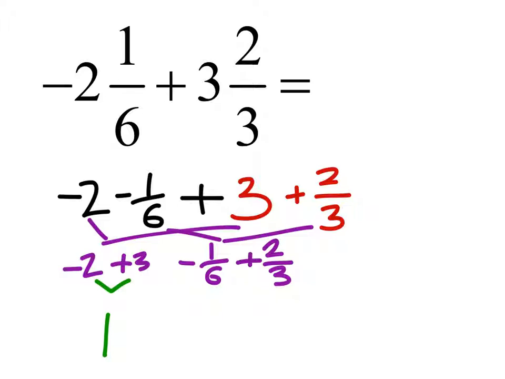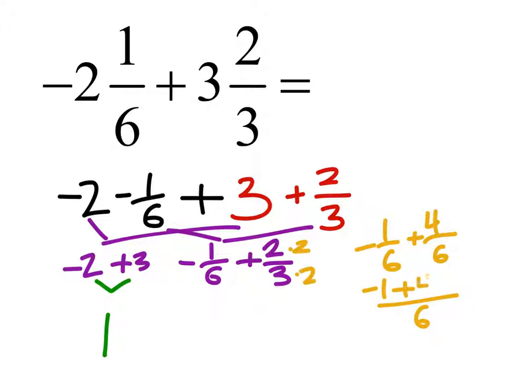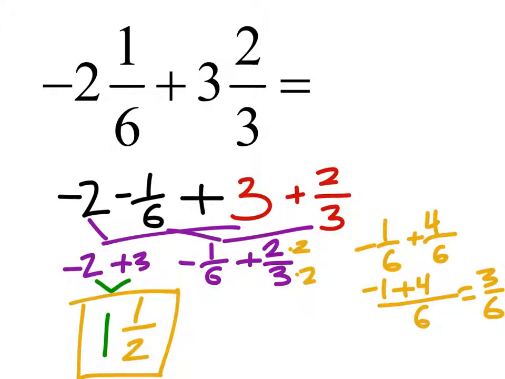Now we got -1/6 plus 2/3. We need common denominators, so I'm going to have to multiply the 3 and the 2 by 2. That'll give us denominators of 6. So working over here, I got -1/6 plus 4/6. This has a denominator of 6, -1 plus 4. That's going to be 3/6, which simplifies into 1/2. So the answer is 1 1/2.